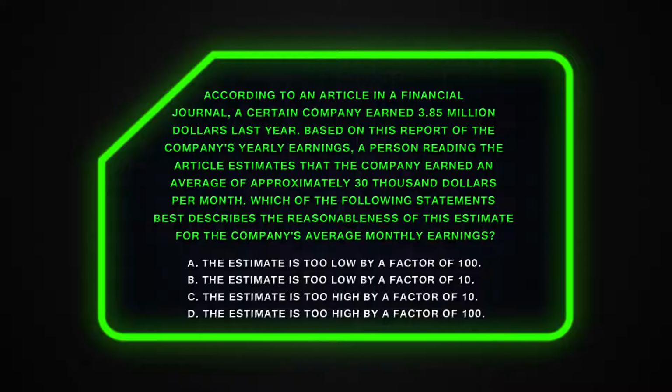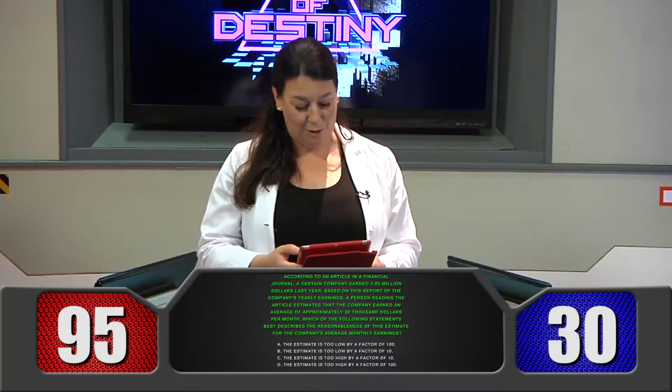Math for 25. According to an article in a financial journal, a certain company earned $3.85 million last year. Based on this report of the company's yearly earnings, a person reading the article estimates that the company earned an average of approximately $30,000 per month. Which of the following statements best describes the reasonableness of this estimate for the company's average monthly earnings? Blue team. B? That is correct. The estimate is too low by a factor of 10.